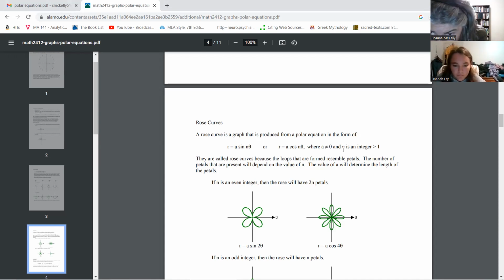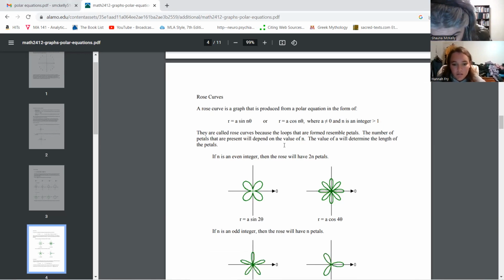And n is an integer. A isn't necessarily, but n is an integer that's larger than 1. They're called rose curves because the loops that are formed resemble petals. I think we remember that from trig. The number of petals we get depends on the value of n, whether you have an odd value of n or an even value of n, and the value of a, this coefficient, determines how long the petal is on your curve. That's essentially like the radius.